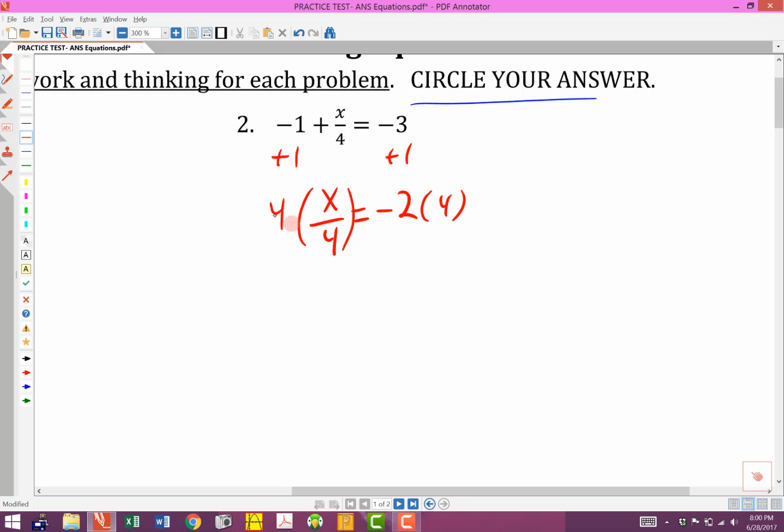Again, use the parentheses for implied multiplication. Divide, so those cancel to be a 1, so I've got a 1x, which is what I want, and then multiply these together and I end up with negative 8. So there's our answer on that one.